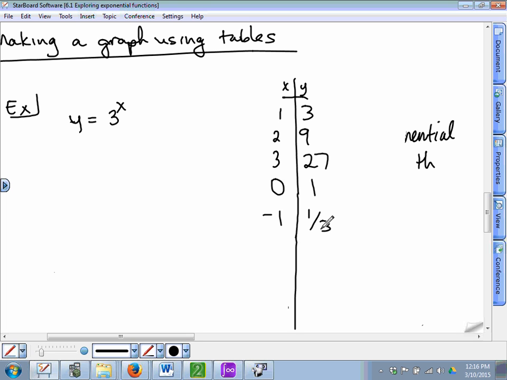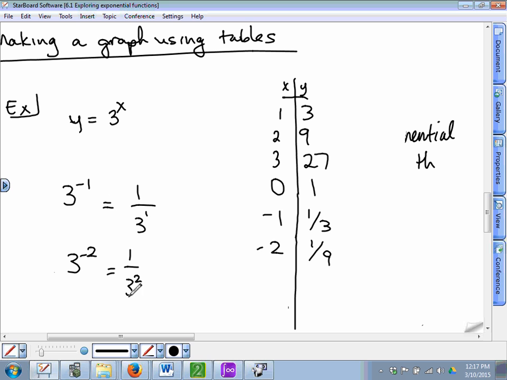I don't know who you had last year, but they may have taught you this phrase: a negative exponent hops the line and changes the sign. So 3 to the negative 1 is 1 over 3 to the positive 1. So what about 3 to the negative 2 then? It'd be 1 over 3 squared, which is 1/9.